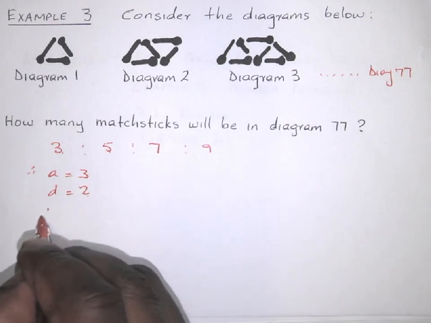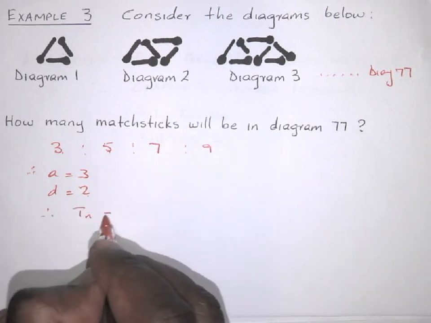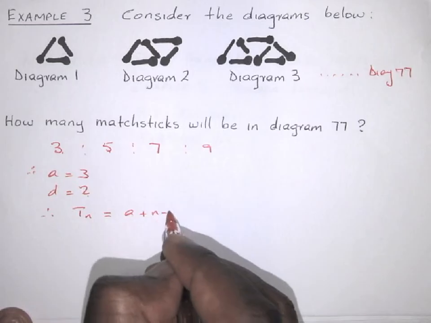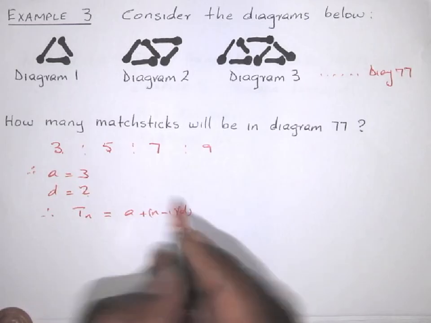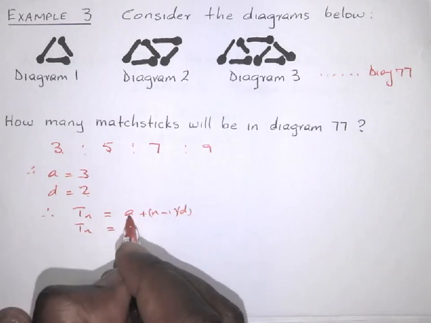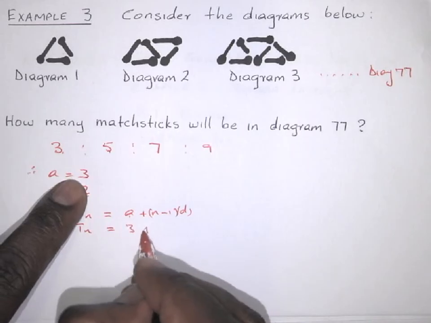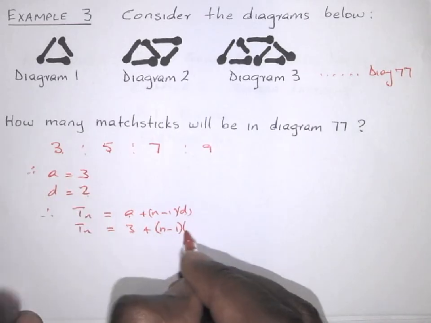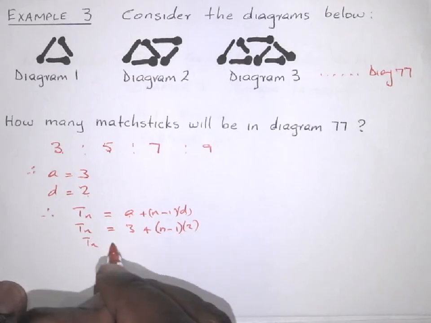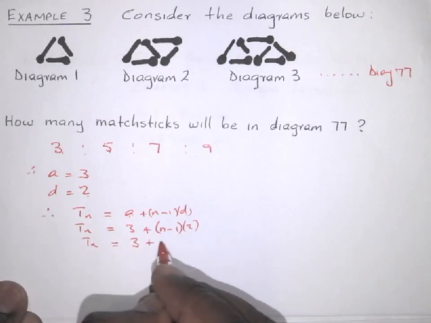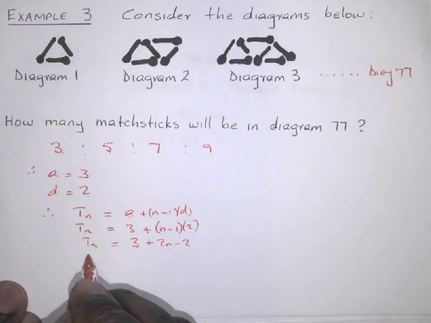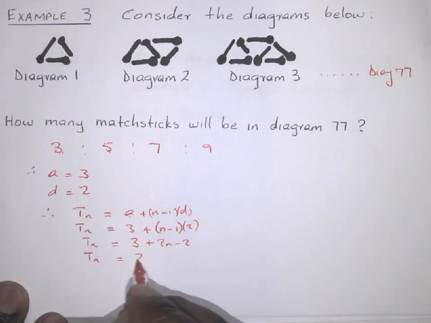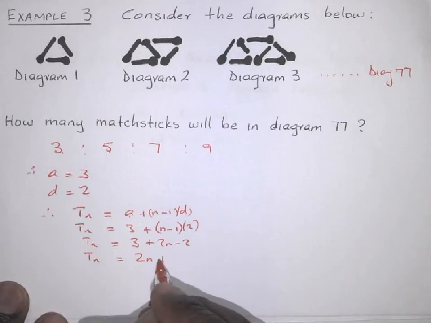Therefore we've got the formula Tn equals A plus (n minus 1) times D. So Tn is equal to the A value, which is 3, plus (n minus 1) times the D, and the D is 2. If you multiply out, you get Tn is equal to 3 plus 2n minus 2, which means that Tn is equal to, collecting like terms, 2n plus 1.